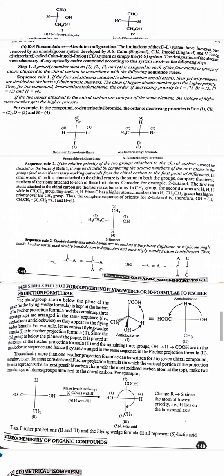Thus, in the compound bromochloroiodomethane, the order of decreasing priority is I 1, Br 2, Cl 3, H 4. If the two atoms attached to the chiral carbon are isotopes of the same element, the isotope of higher mass number gets higher priority. For example, bromochloroiodomethane and alpha-deuterioethyl bromide.